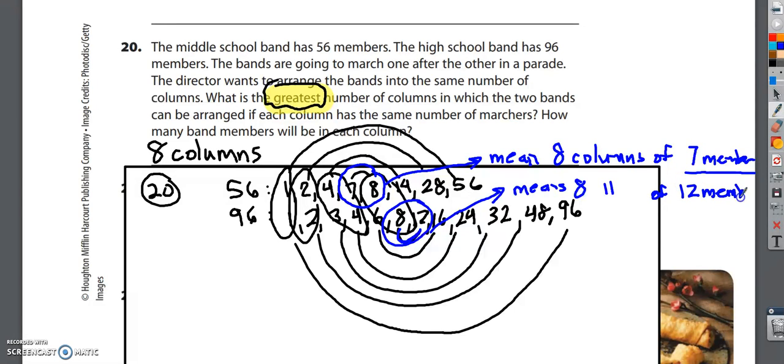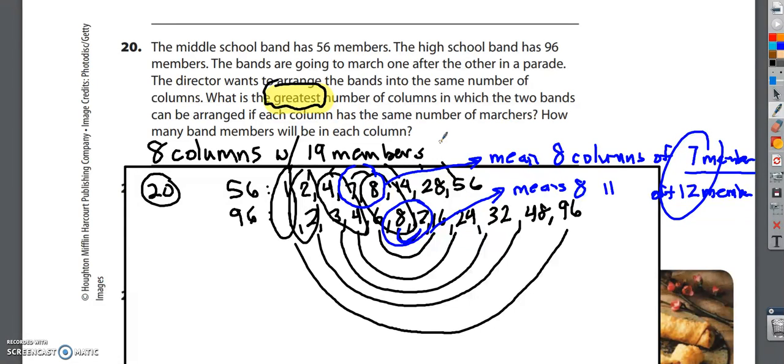Now, if you're wondering why I'm pointing all this out to you, we've got to go reread that question one more time. It says, how many band members will be in each column? Well, we just decided that it's going to be 7 middle schoolers, but it's also going to be 12 high schoolers. Well, how many kids is that? We have to add those. And so this second part of our answer is, and I need to erase to make a little bit of space here to write my answer. The second part of our answer is 8 columns with 19 members in each column.